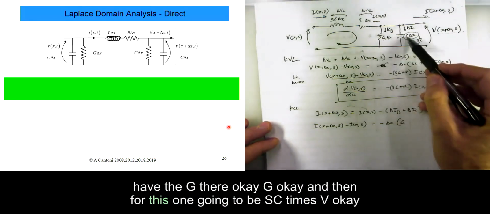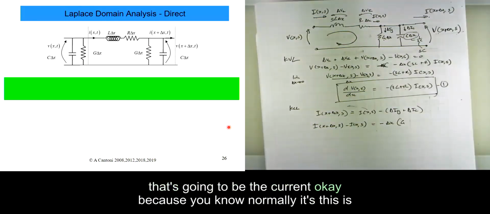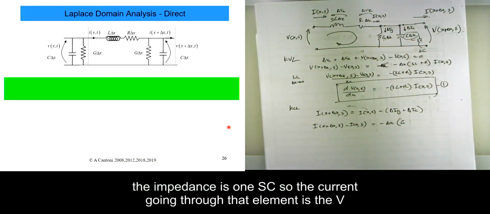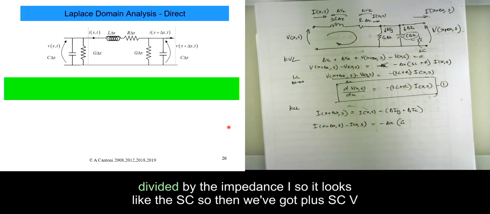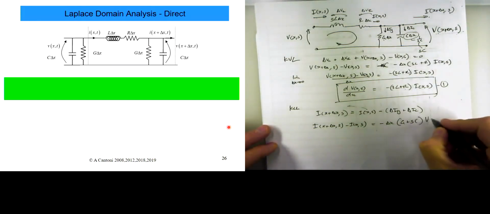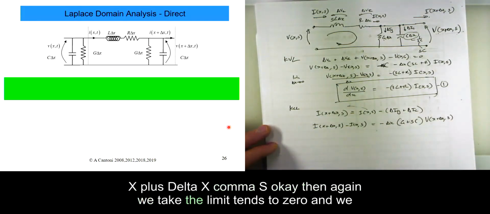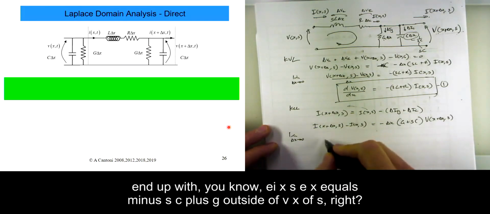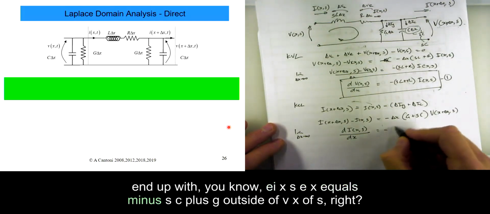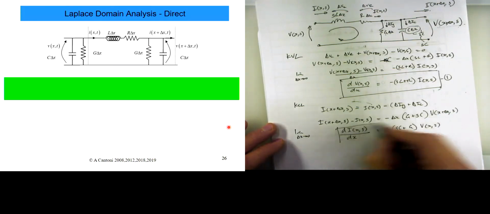And then for this one, it's going to be sC times V, that's going to be the current, because normally the impedance is 1 on sC, so the current going through that element is the V divided by the impedance, so it's got to be sC. So then we've got plus sC V(x+Δx, s). Then again we take the limit as Δx tends to 0 and we end up with dI(x,s)/dx equals minus (sC plus G) outside of V(x,s).